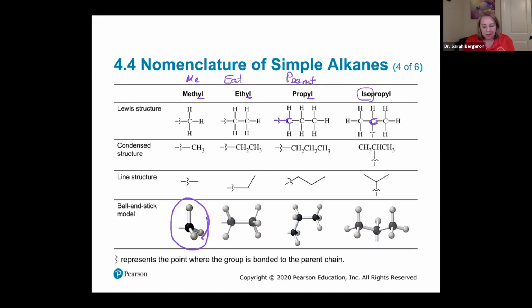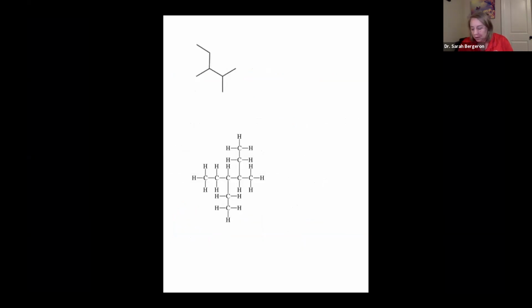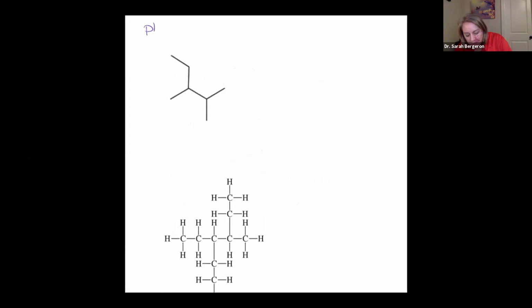So it's still propyl, but it's iso because your attachment's on a different carbon. So be careful with that. So methyl, ethyl, propyl, and isopropyl. Okay, and if you were looking at a structure, you might have to identify some of those, and we'll do some more later. So this is, again, from your textbook, and this is page 152.